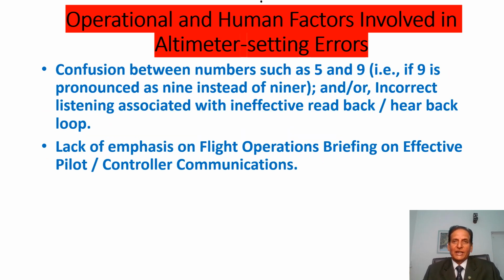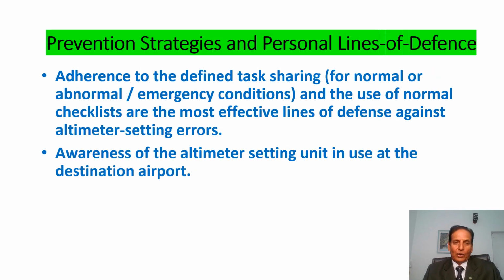Confusion between numbers such as 5 and 9, that is if 9 is pronounced as 9 instead of niner, and incomplete or incorrect listening associated with ineffective readback or hearback loop. Lack of emphasis on flight operation briefing on effective pilot controller communications. We shall now discuss prevention strategies and personal lines of defense.